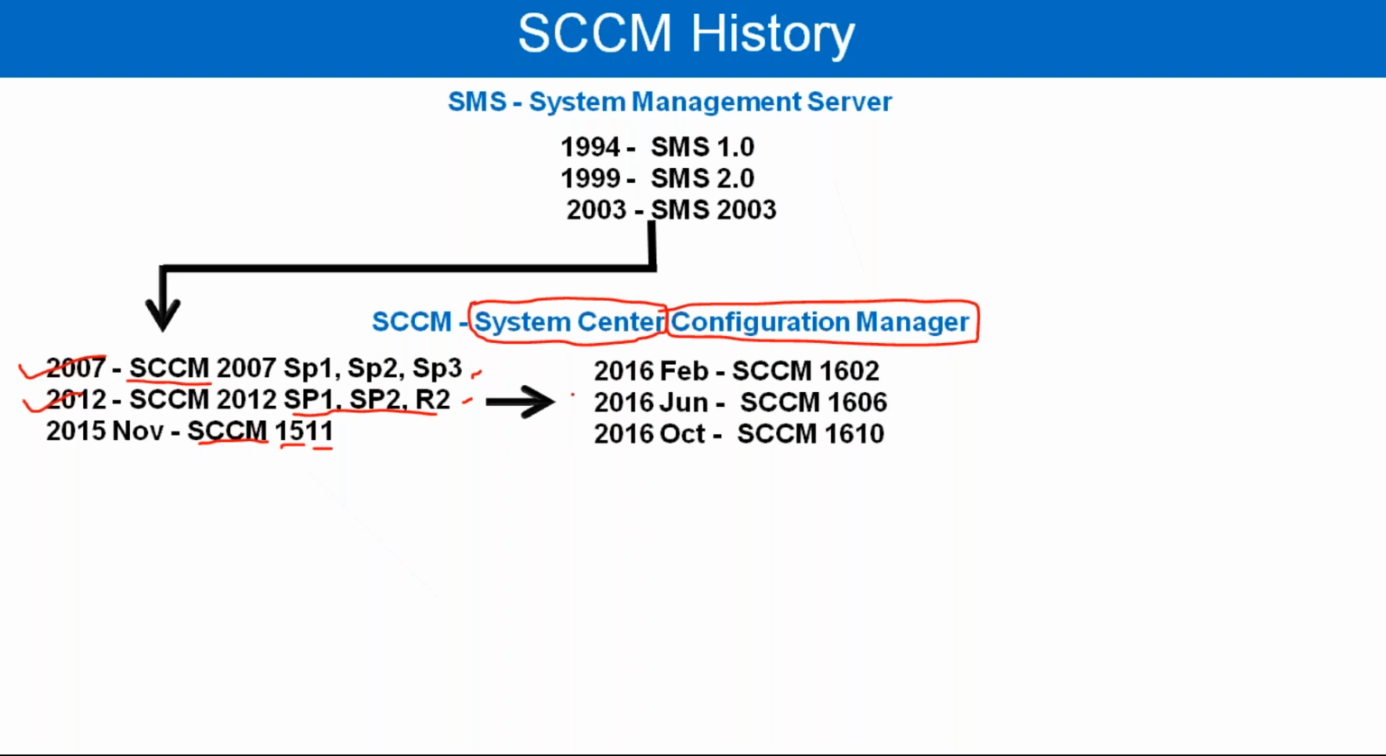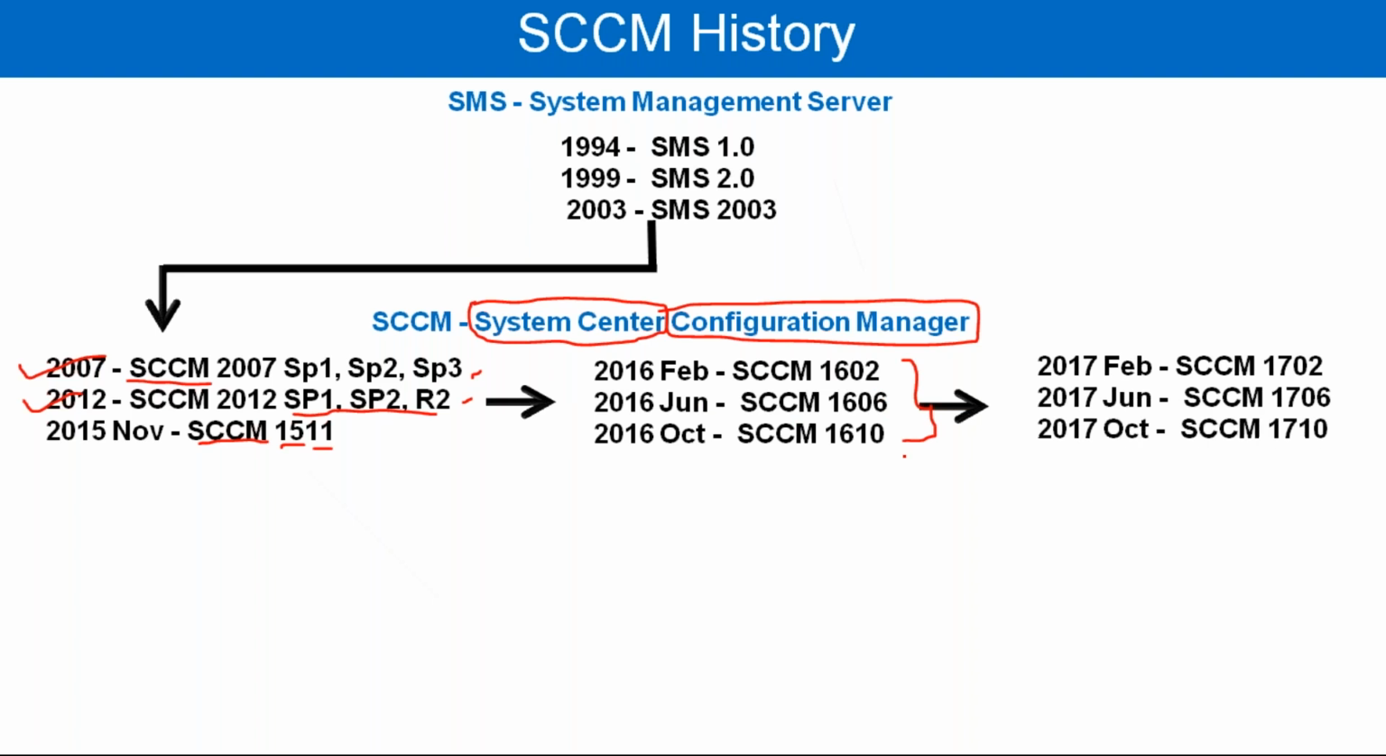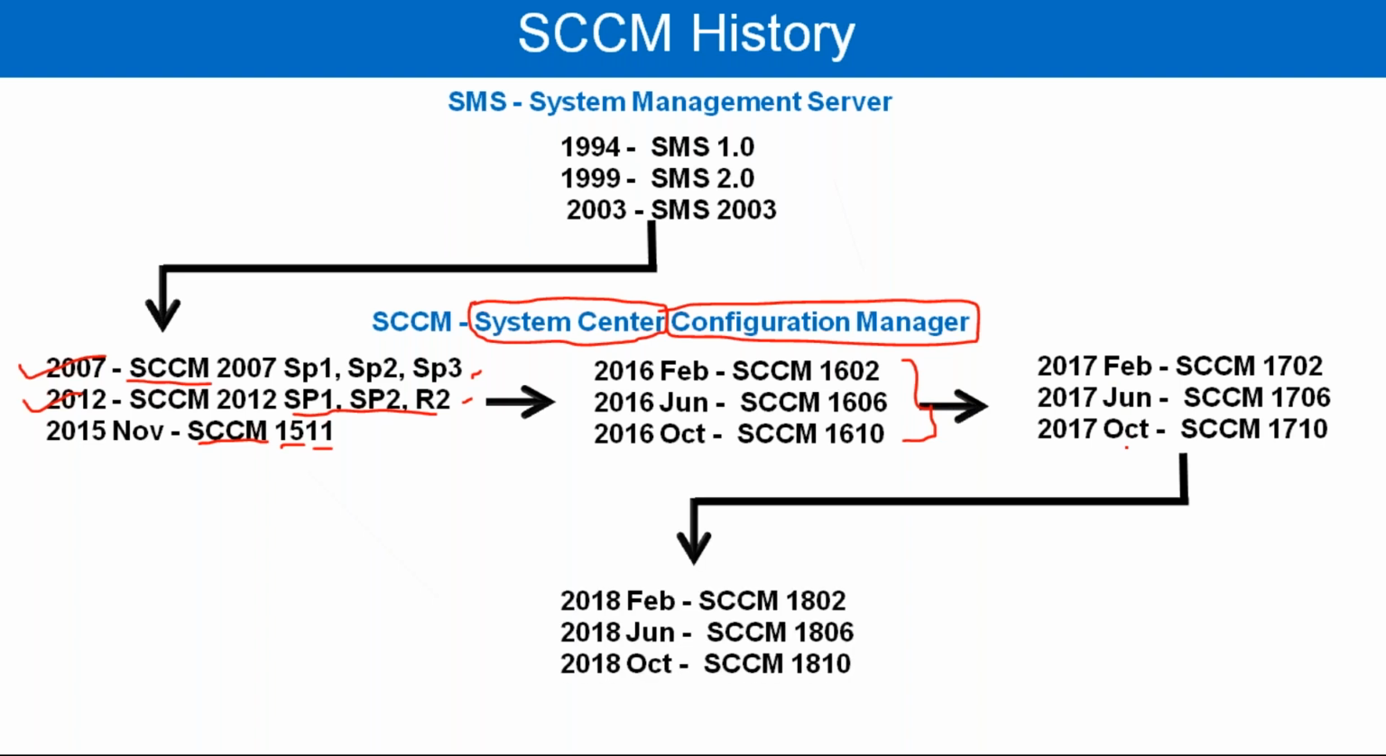In the year 2016, these three versions were released: 16.02, 16.06, 16.10. Then in the year 2017, these three versions were released in Feb, June, and October. Similarly, in the year 2018, these three versions were released. The current, latest and greatest version of SCCM is 19.02, released in February 2019.